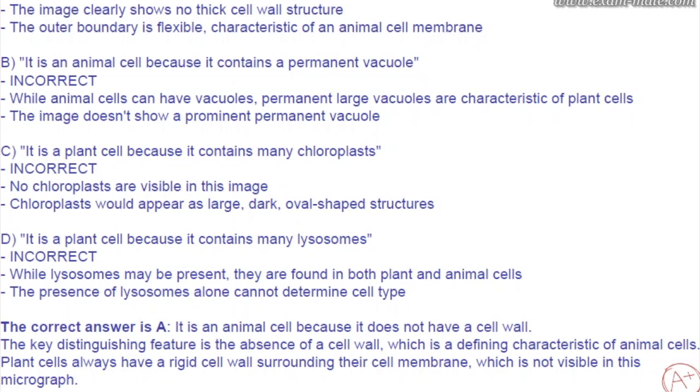The correct answer is A. It is an animal cell because it does not have a cell wall. The key distinguishing feature is the absence of a cell wall, which is a defining characteristic of animal cells. Plant cells always have a rigid cell wall surrounding their cell membrane, which is not visible in this micrograph.